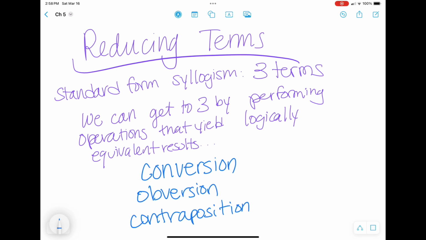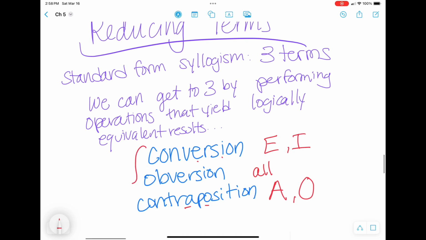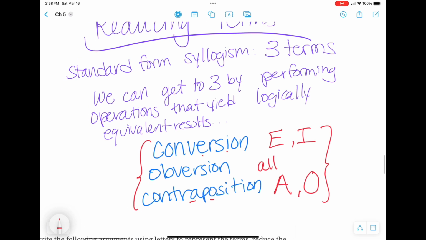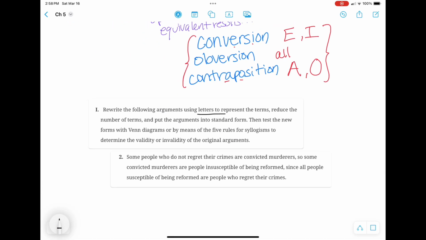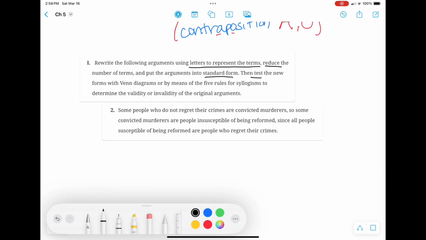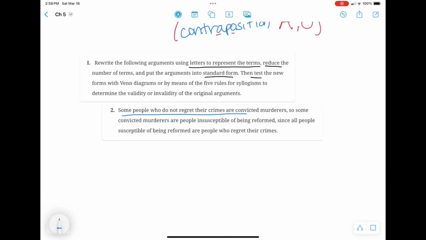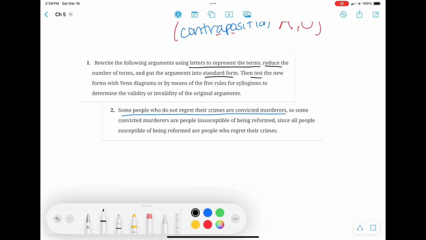So we can use what we learned about in the last chapter, conversion, obversion, and contraposition, in order to shift propositions into logically equivalent propositions so that we can reduce the number of terms. So we can perform conversion on E and I claims, obversion on any claim, and contraposition on A and O claims. So let's look at an example to kind of show what this looks like.